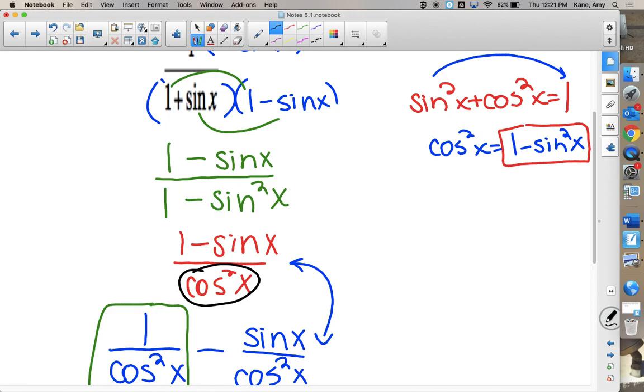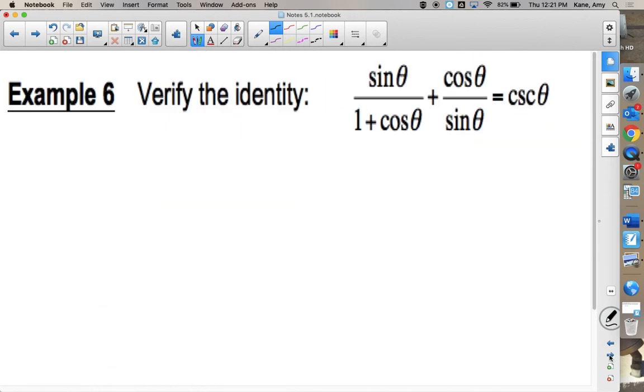So there's one final problem underneath. And this one tells you to verify. So big problem on the left side, two fractions instead of just one. Sine over 1 plus cosine, and then you're adding that to cosine over sine. It's equal to the cosecant. So if you're verifying, that's what our goal is.